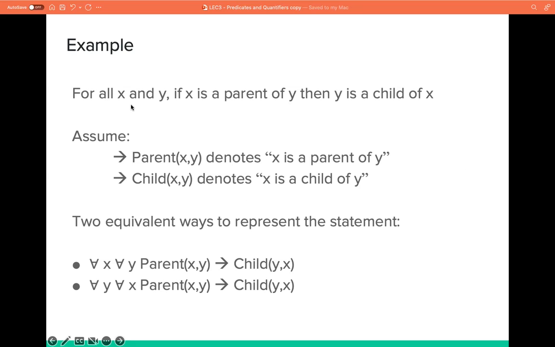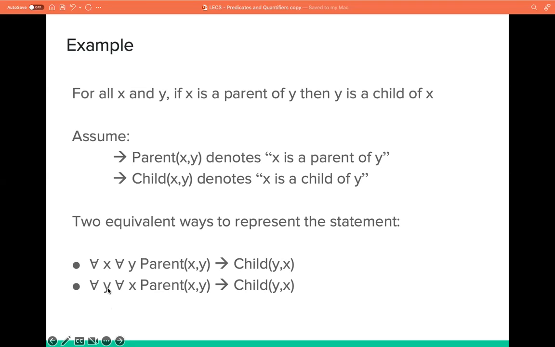So for instance, for all x and y, if x is a parent of y, then y is a child of x. So we can have two predicates, parent and child. Parent can denote x is a parent of y and child can denote y is a child of x. So we can express it this way: for all x and y, if x is a parent of y, then y is a child of x.